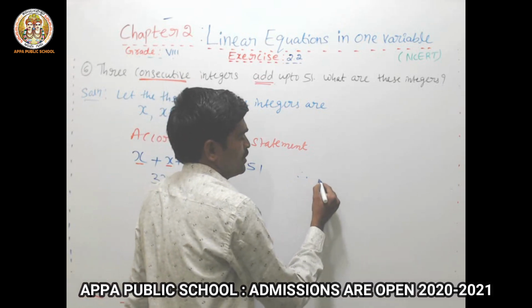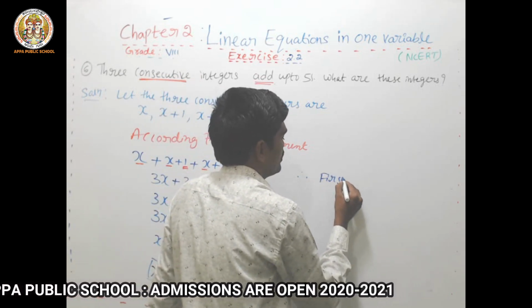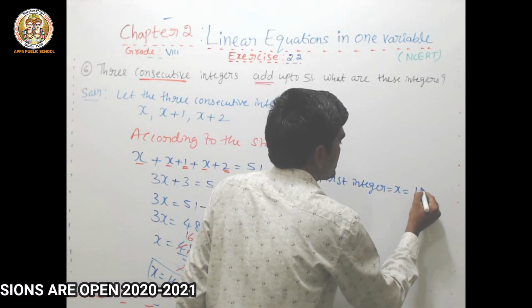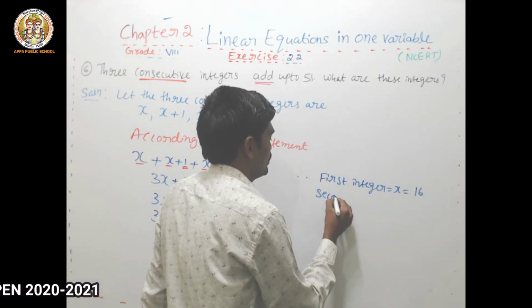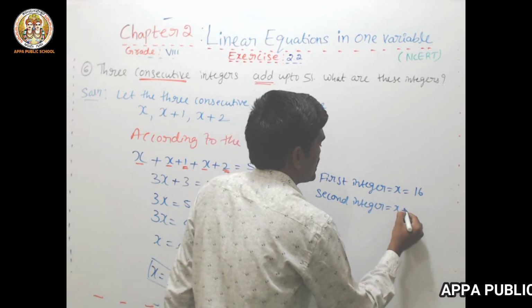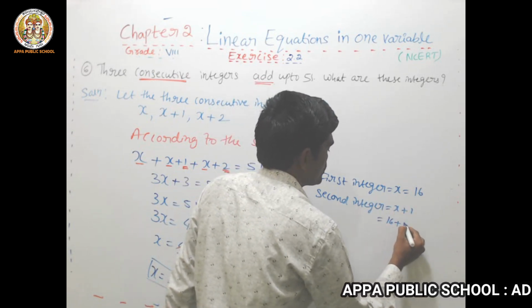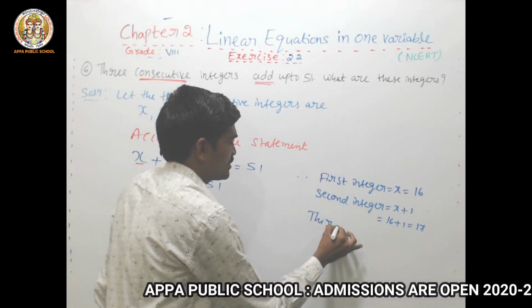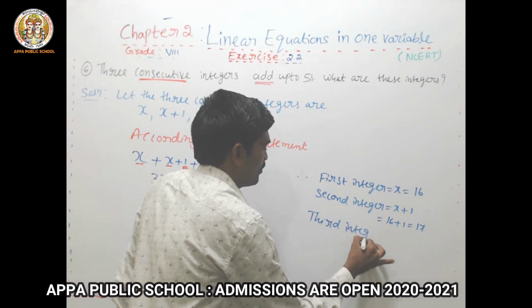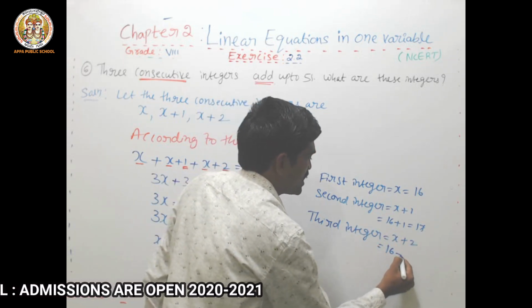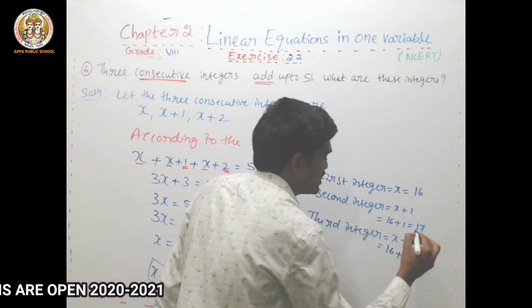Therefore, first integer is equal to x is equal to 16. Second integer x plus 1, 16 plus 1 is equal to 17. Third integer x plus 2, 16 plus 2 is equal to 18.